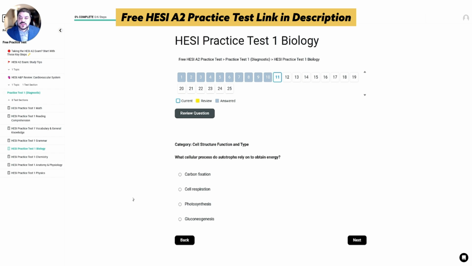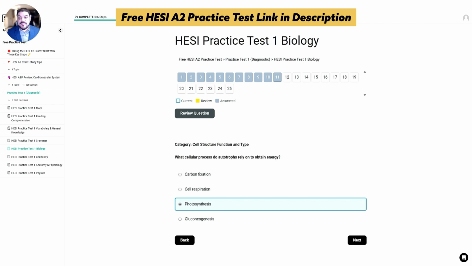All right, the correct answer is C, photosynthesis to obtain energy. Autotrophs are organisms that can produce their own food from inorganic substances, such as water and carbon dioxide, using external energy sources like sunlight. Photosynthesis is the primary process that most autotrophs, such as plants, algae, and bacteria, rely on to obtain that energy. In photosynthesis, autotrophs use light energy to power a series of chemical reactions that convert water and carbon dioxide into glucose, which is a type of sugar, and other organic molecules.